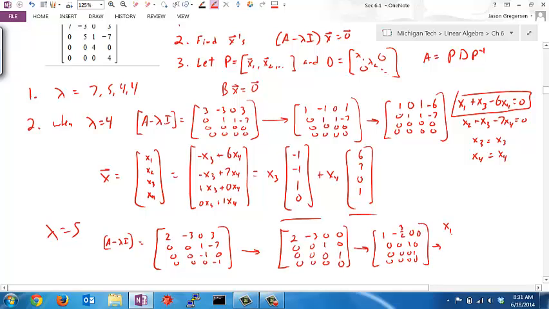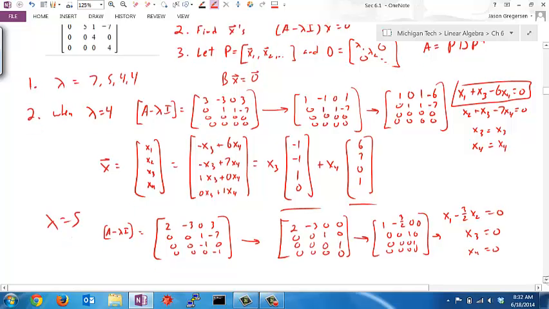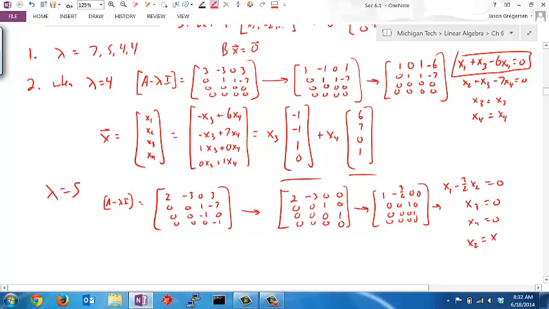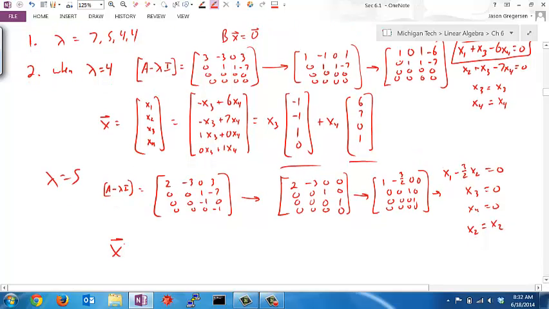I'll write out my equations. I have x1 minus 3 halves x2 equals 0. I have x3 equals 0 and x4 equals 0. I'm only missing x2. What is x2? Free variable, so it's just x2. My solutions look like x1, which is 3 halves x2. x2 is just x2. x3 is 0, x4 is 0. This thing looks like 3 halves, 1, 0, 0.